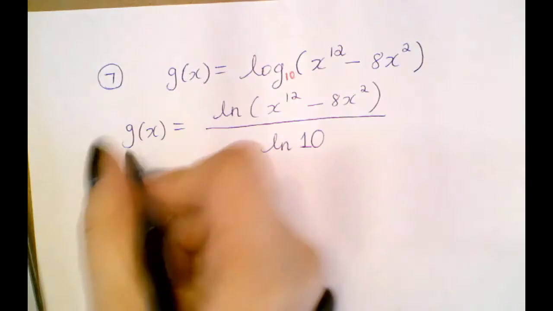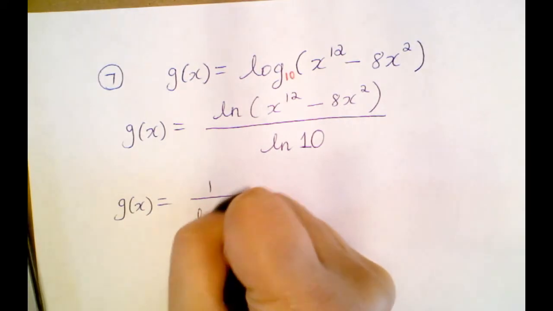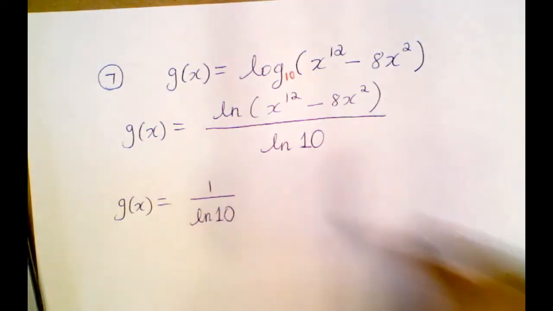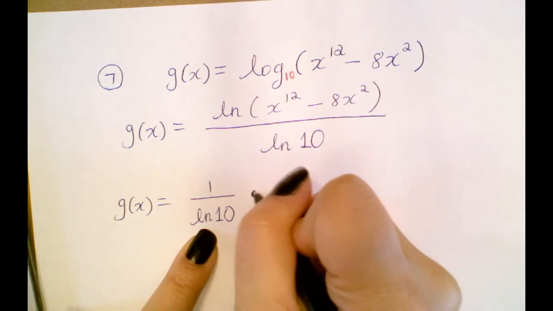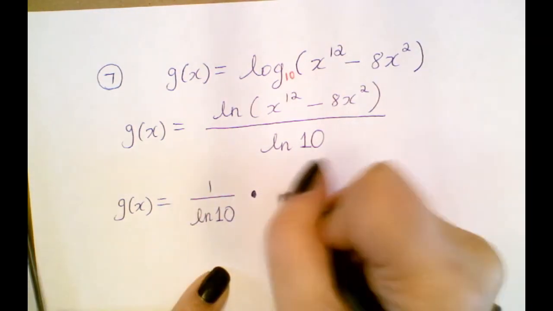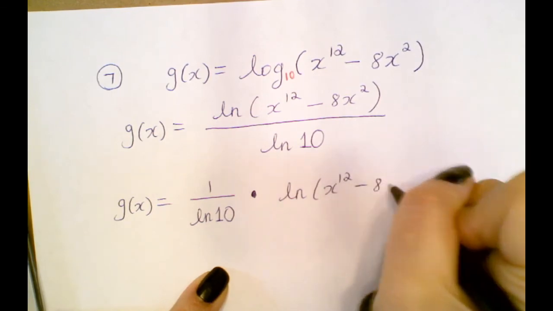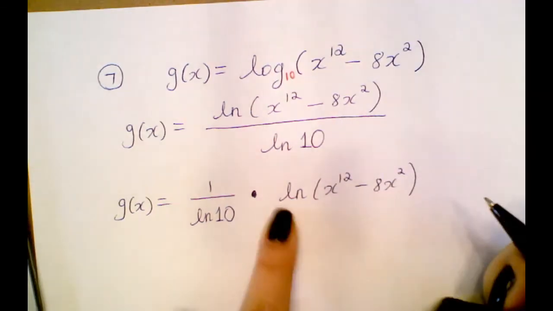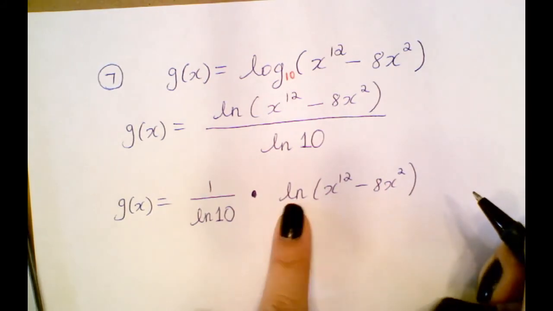Okay, now I'm still not taking the derivative yet. I'm just rewriting it in a form where I have clearly a constant, 1 over the denominator, times natural log of this expression. And differentiating this expression is what we practiced like crazy before spring break.